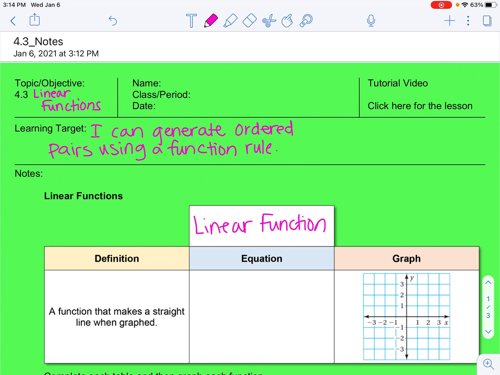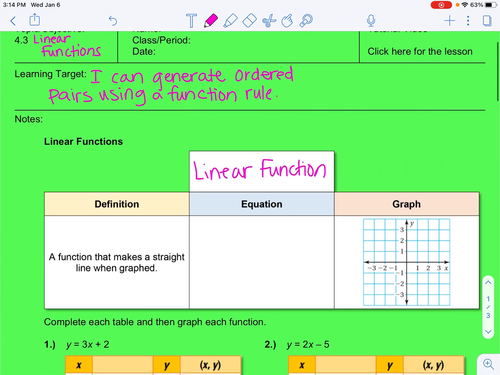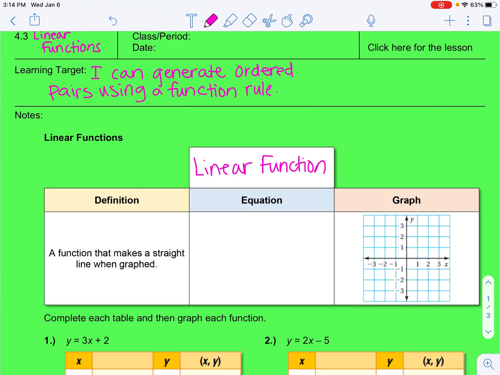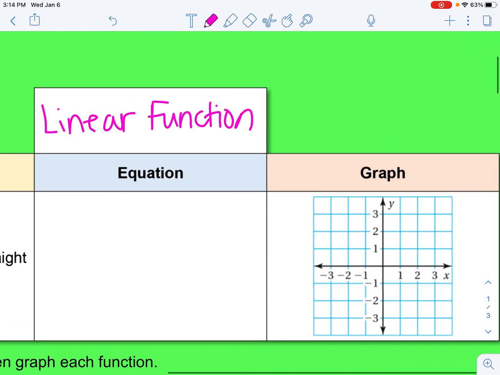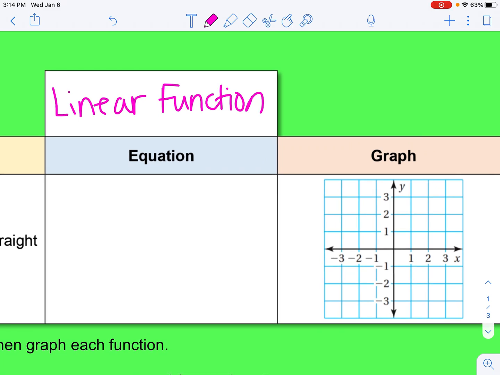Alright, so let's talk about what linear functions are. They are a function that makes a straight line when graphed. There's two ways you'll see a linear function. You might see it as a graph, or you might see it as an equation. But you need to see it as one of the two before you can figure out what a linear function is.